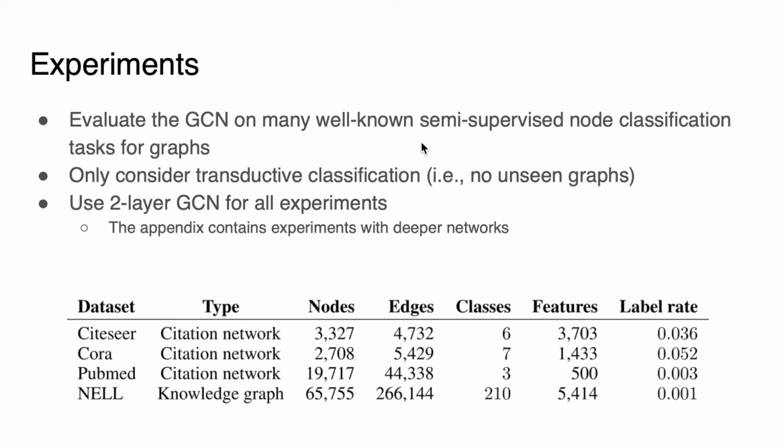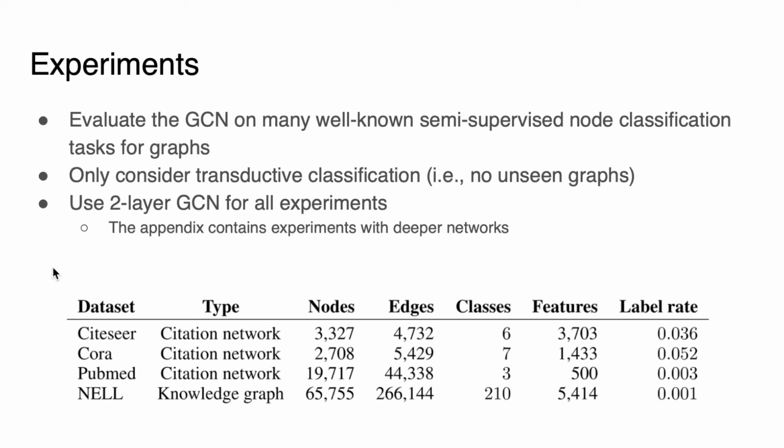The GCN is evaluated empirically on several well-known semi-supervised node classification datasets, and they're listed in this table taken from the paper here. These datasets include CiteSeer, Cora, PubMed and NELL, which are well-known semi-supervised node classification tasks for graphs.